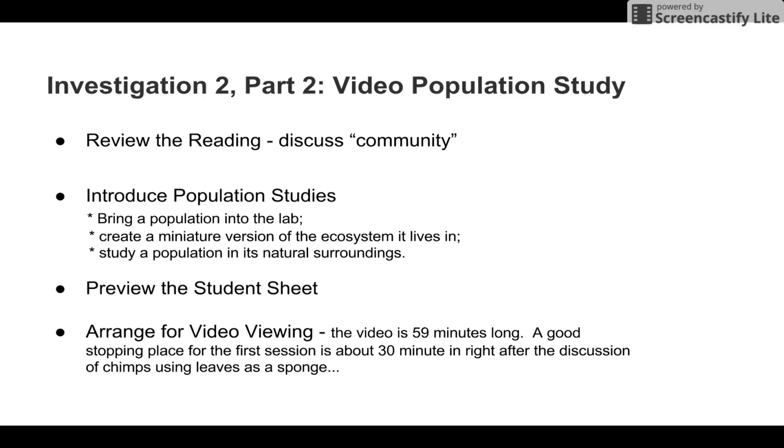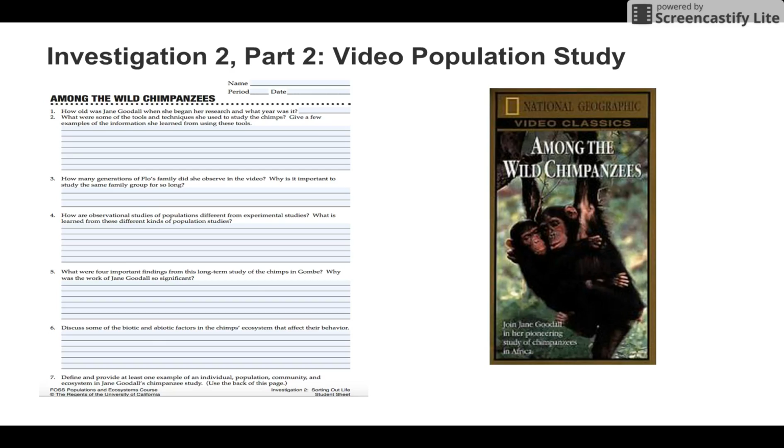They will not get to do this, but they will actually view the population study in natural surroundings by Jane Goodall. Next, we will preview the student sheet that is associated with the video study. Then we will arrange the video viewing. The video is 59 minutes long, and a good stopping place for the first session is about 30 minutes into the video, which comes right after the discussion of the chimps using the leaves as sponges. There are 7 questions that are associated with the video. So students will read these. I will read them with them to make sure they fully understand.